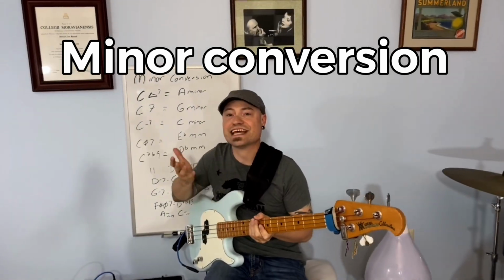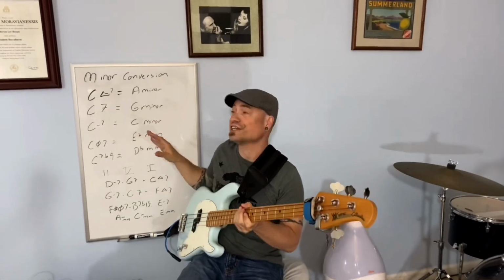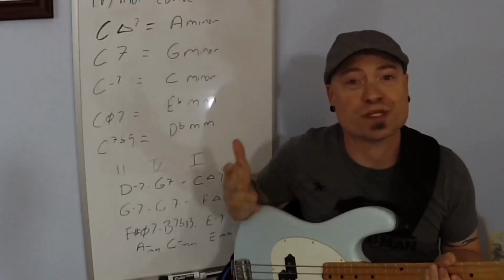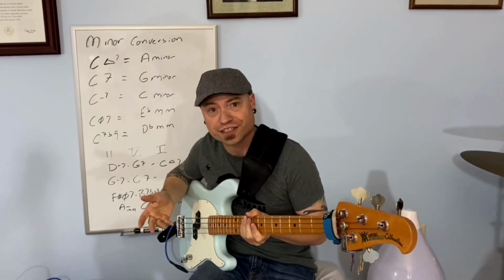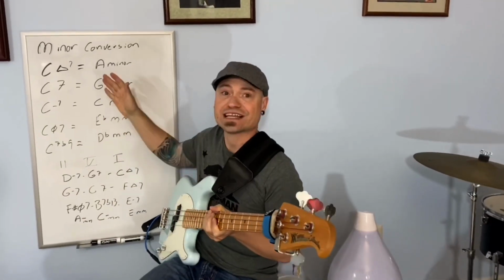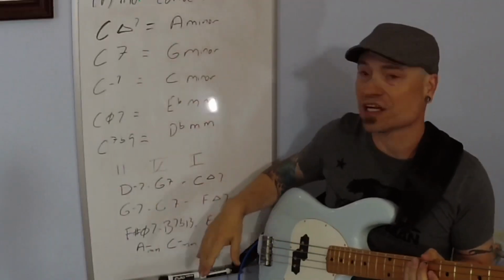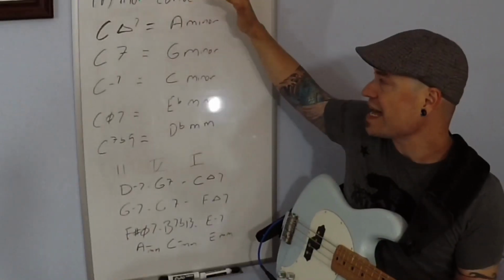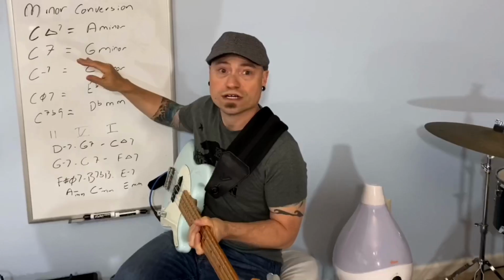Hey guys, today we're going to talk about minor conversion. There's been some conversation about what you can play over a chord progression. So one of the things that I like to do is think about how we can organize and maybe keep an idea, like a motif, which is a small musical phrase, that we can play over a set of changes. So for instance, what I did was I broke it out like this.